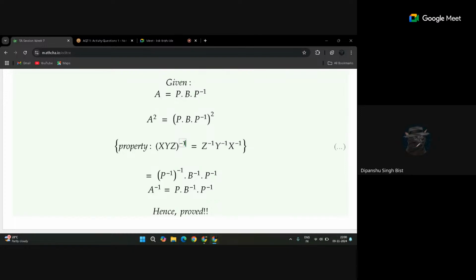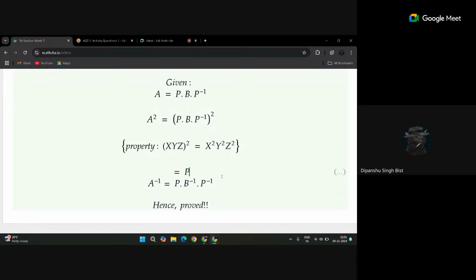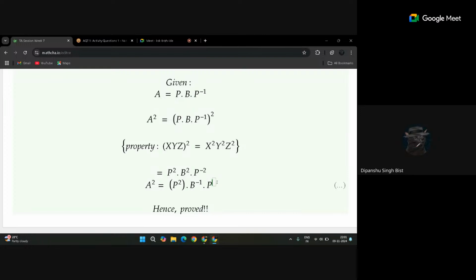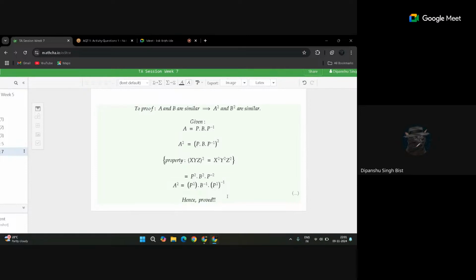Now if it's a square, so it will not be this, but it would be XYZ square. So it would be some P square times B square times P power minus 2, right? And again, this could be written as A square is equal to some matrix P square into B into P of minus 2, which can be written as P of 2 inverse. So again, it's proved.